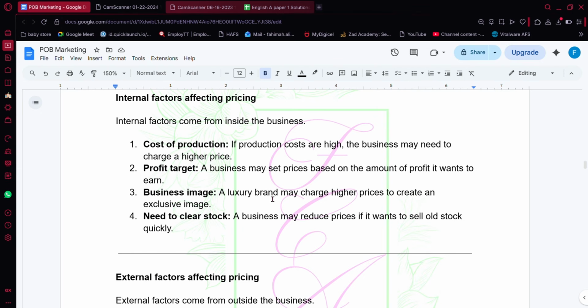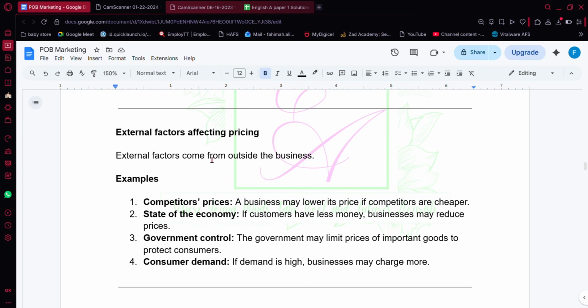Profit target. A business might set prices based on the amount of profit it wants to earn. Business image. A luxury brand may charge higher prices to create an exclusive image. Need to clear stock. A business may reduce prices if it wants to sell old stock quickly.